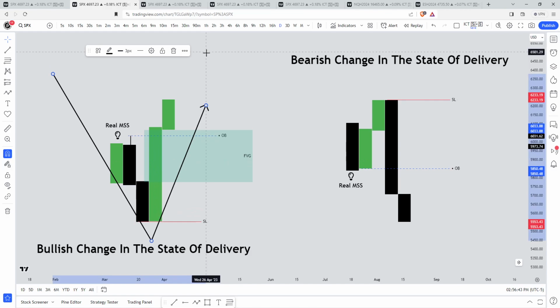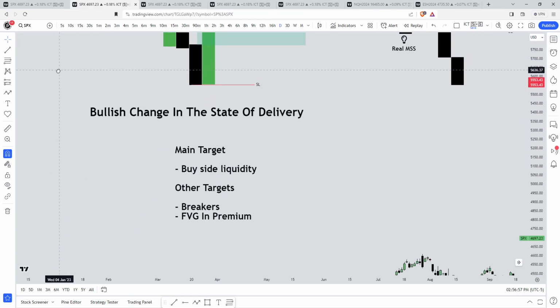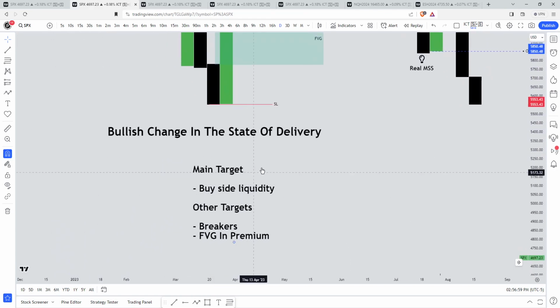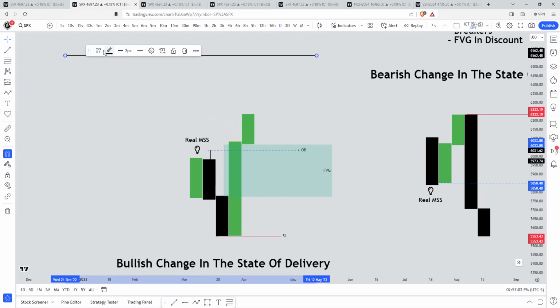So when I'm looking for a long setup, I'm looking for an order block to form. I'm looking for price to close above that order block, and I'm looking for a fair value gap to get created. Now, when that happens, I can start to target liquidity above. And the main target is going to be buy side liquidity. So if I see this and then there's a level of buy side up in here, well, I'm going to target that buy side. And it really just depends on good RR.